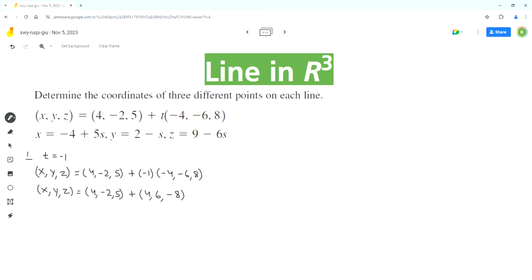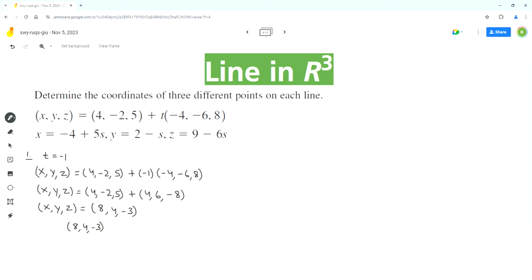Next, we can add the two vectors on the right side. We should add their x, y, and z components. So I get 8, 4, and -3. So the first point that lies on this line is 8, 4, -3.